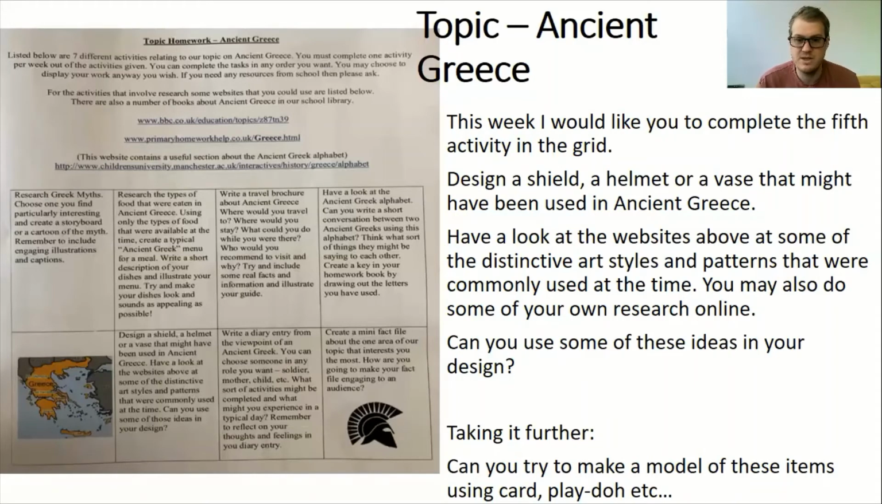If you don't understand something, then ask an adult or use Google, try and work it out yourself. For our topic this week, we're going to have a look at trying to design a shield, a helmet or vase. Now I know some children, particularly those that were in school, have already had a look at a vase, so I would definitely be looking towards a shield or a helmet for those children, but those at home, feel free to choose which one you'd like to do.